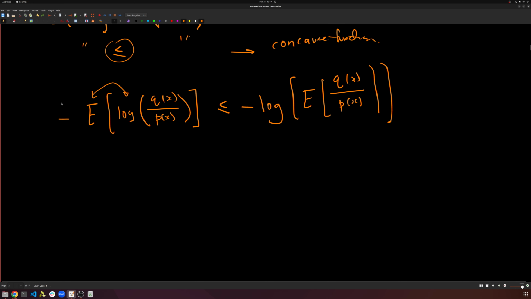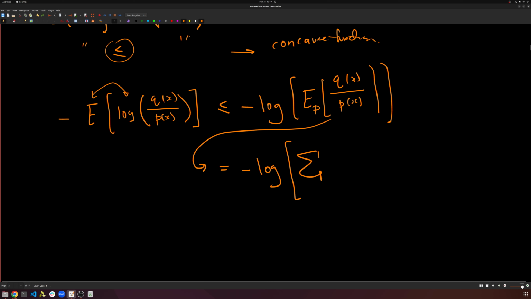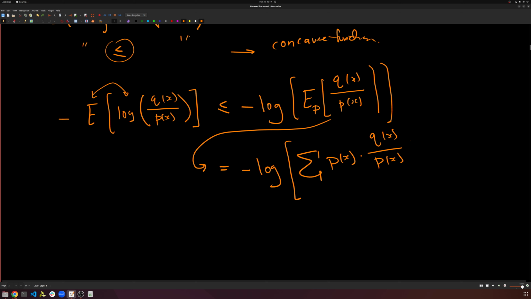So there we go. We now have this thing, and all we've done is swap our expectation and log, and we've introduced an inequality because of that. So now the next question is, what is this? Well, let's go ahead and do it. This is equal to the expectation on P, right? So we can rewrite it in that sum notation so it's more obvious what's about to happen. It's going to be log of the sum over x of the probability of x times qx over px.